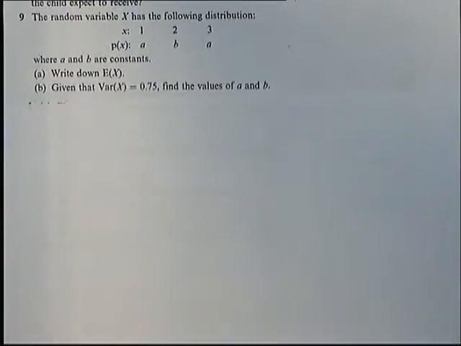Okay, the next one, question 9, part A: write down the expected value of x. Now, if it says write down, it means you shouldn't be doing lots of sums. Writing down means you should just be able to look at it and say what the answer is. That's what the clue in the write down is.